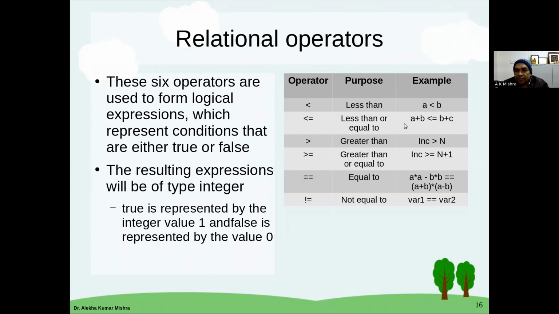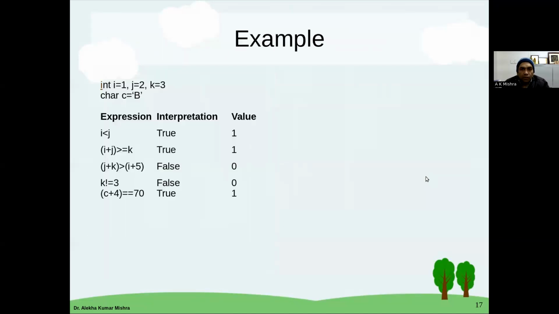Suppose I write here d equal to a plus b less than equal to b plus c. Then if it is really true, d will be equal to 1. If this is false, then d will be equal to 0. That's how the results are assigned to any expression. All right, some examples here.